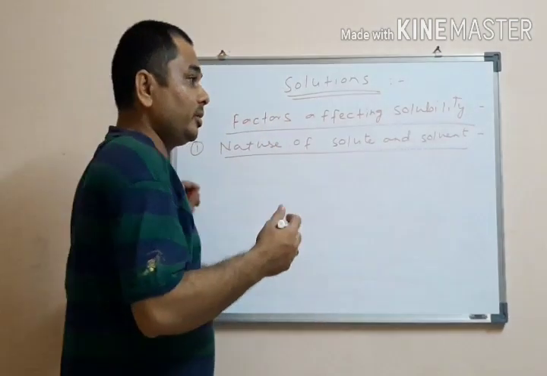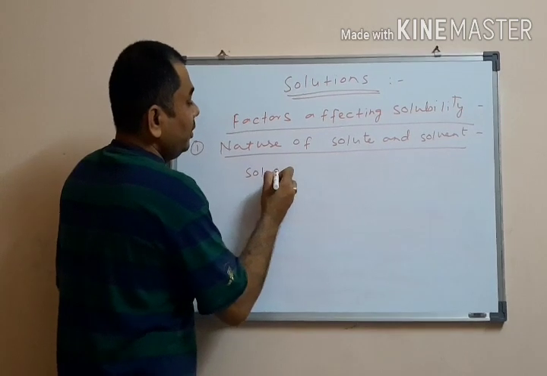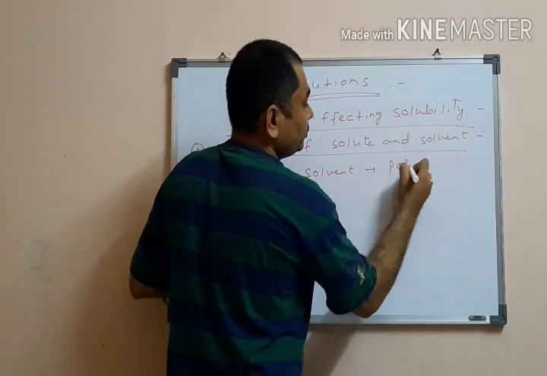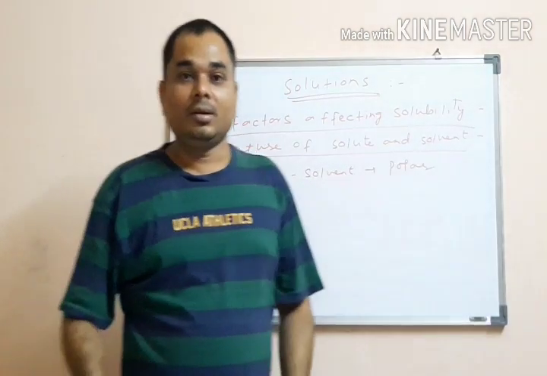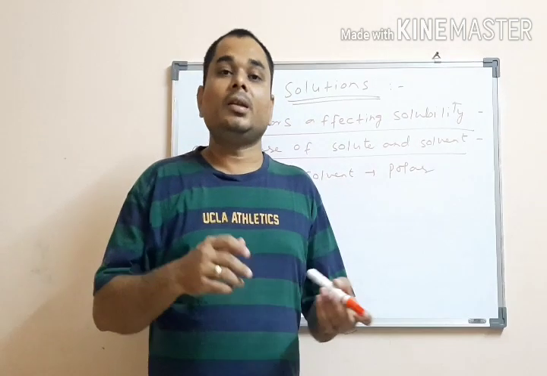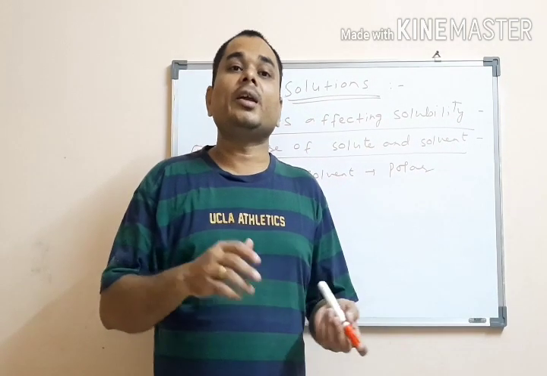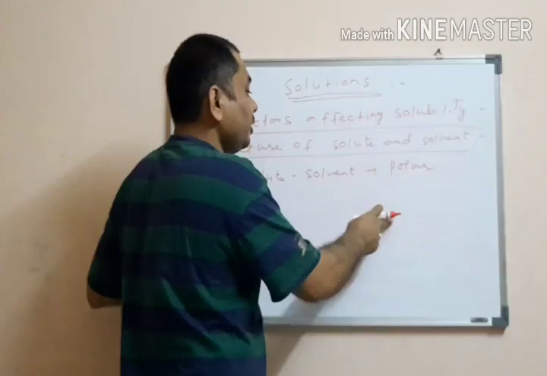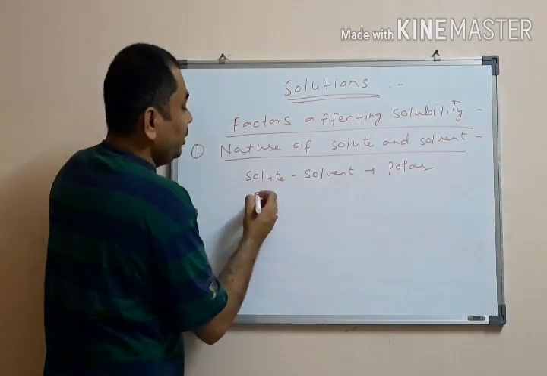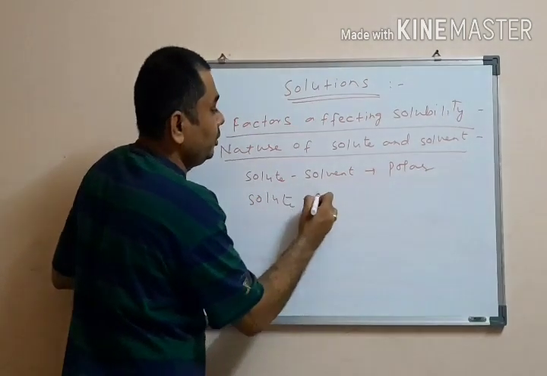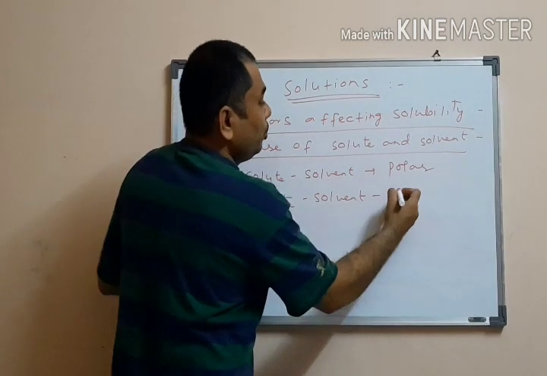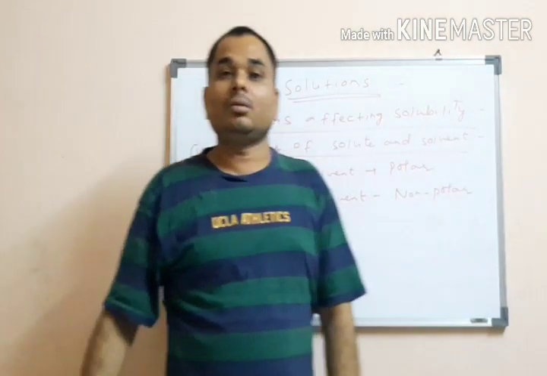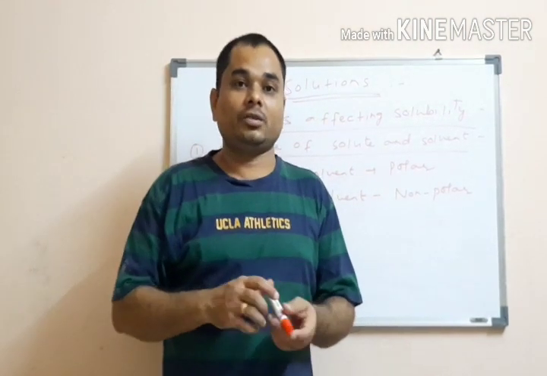By nature, what I mean is, see, if the solute as well as solvent are polar, then they are easily soluble. So, if they are chemically similar, then their solubility is more, and if they are chemically dissimilar, then their solubility is less. So if both of them are polar, then they are easily soluble. Similarly, if both the solute as well as solvent are non-polar, then also they are easily soluble into each other.